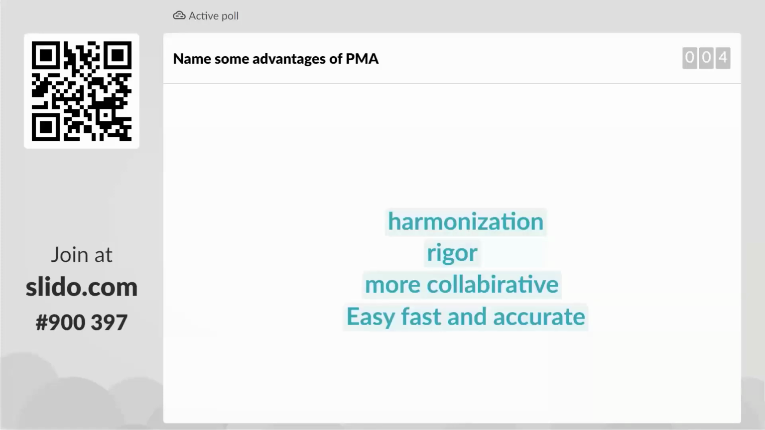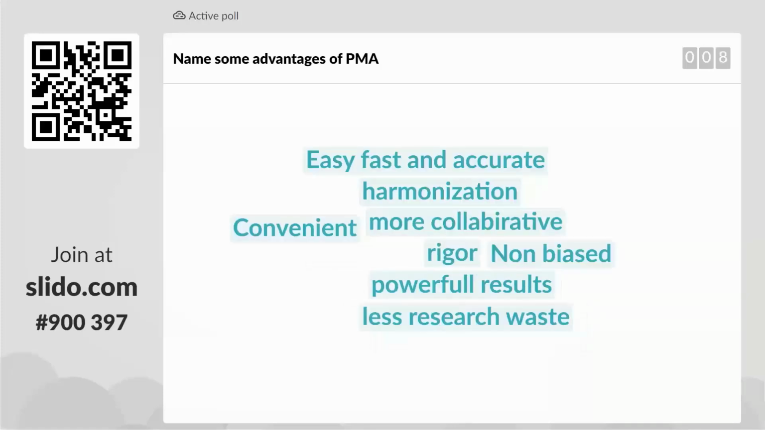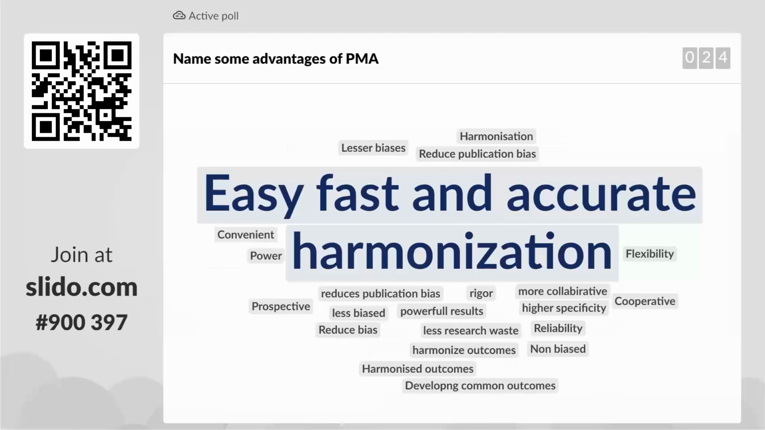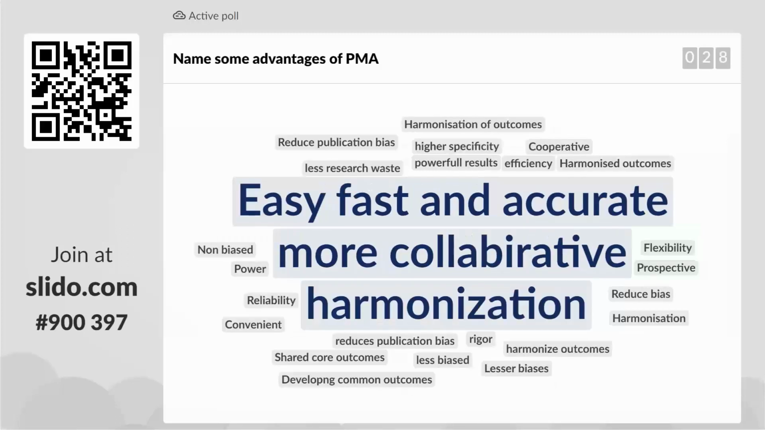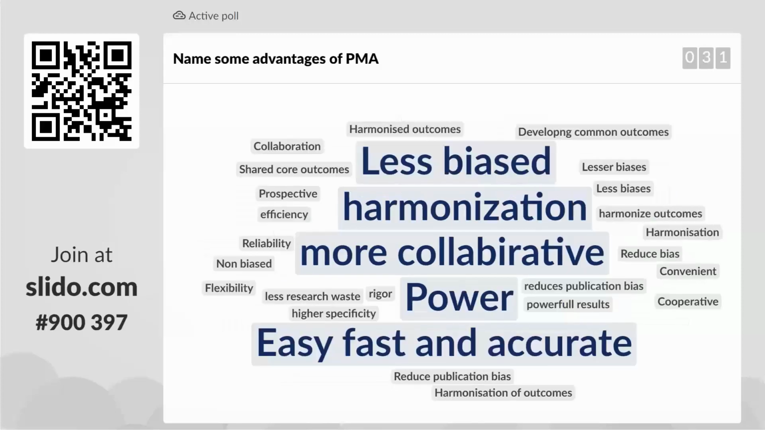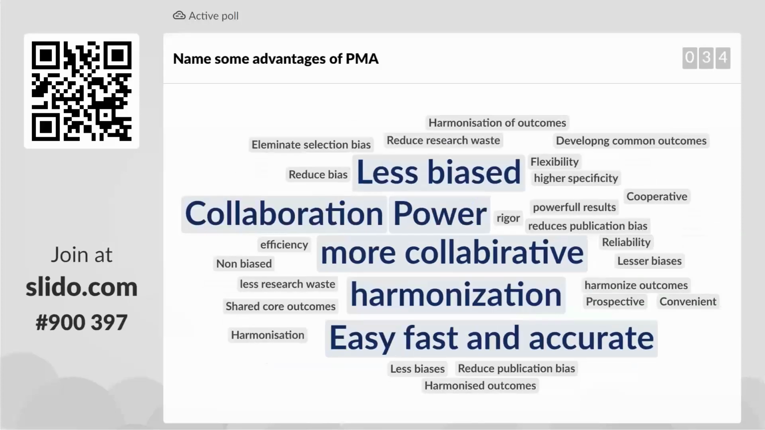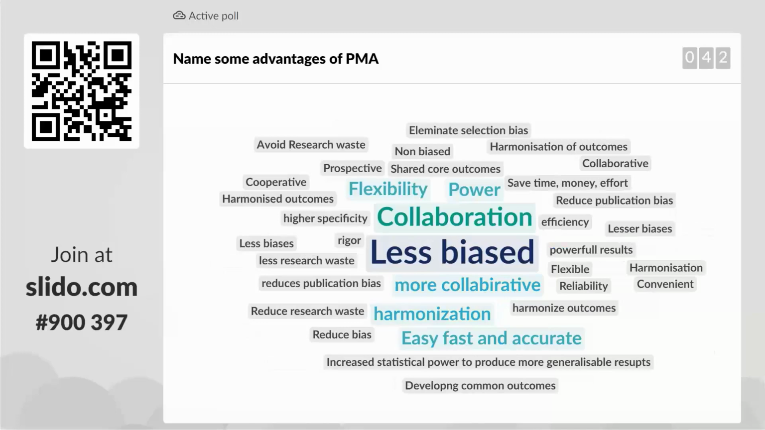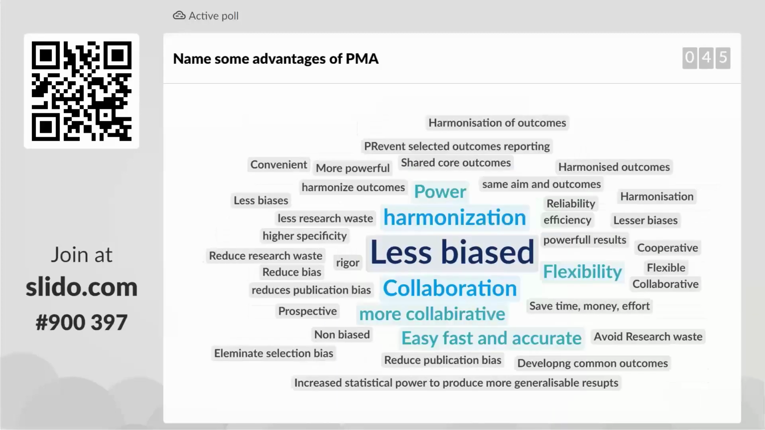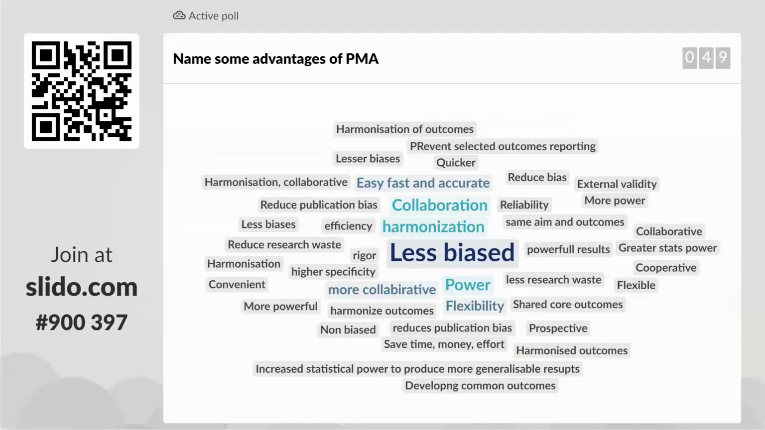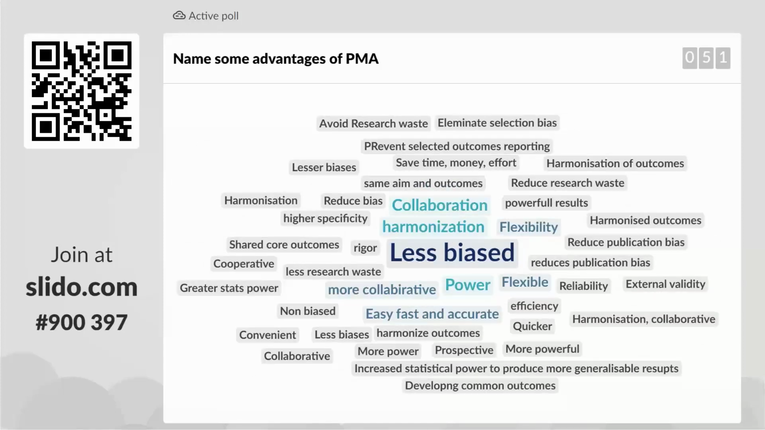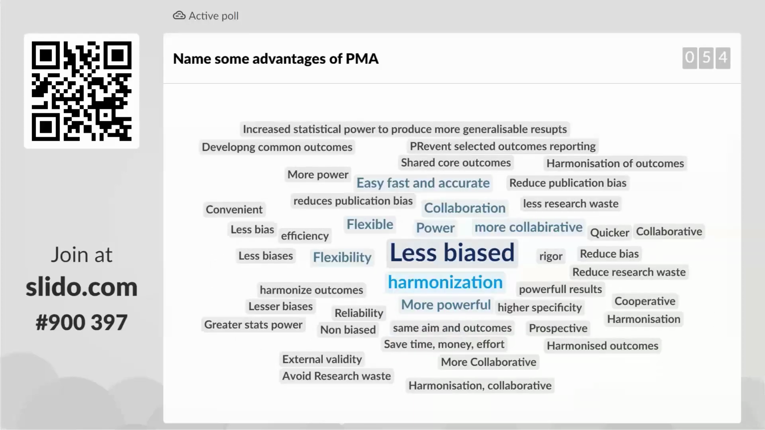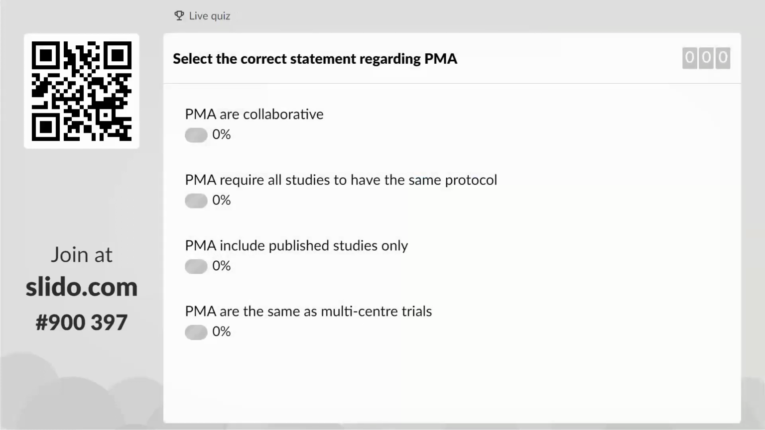I was worried people weren't there anymore. Great, here they're coming through. Convenient, powerful, harmonisation, excellent. Easy, well, yeah, can be. Fast, accurate, less research waste, collaborative, less biased, excellent, flexible. And I have to take a screenshot of this one. It's very beautiful. Definitely, definitely. Should I go to the next one? I think, in the interest of time, probably have to move on, but yeah, very interesting. Thank you.